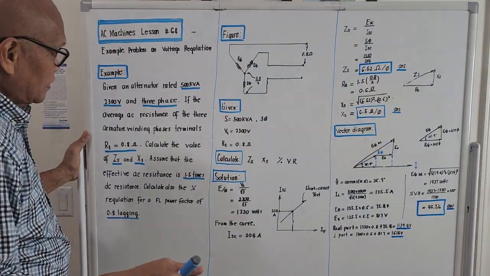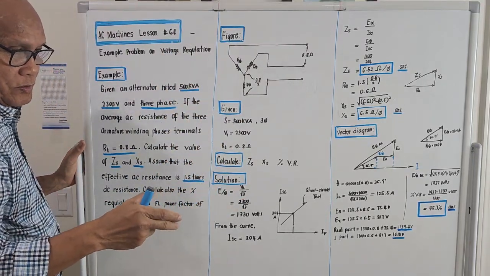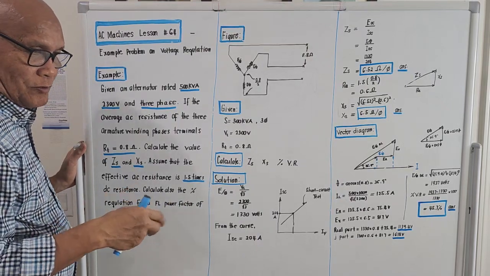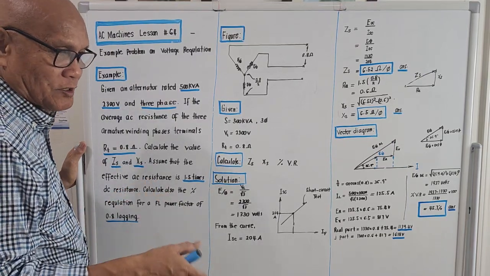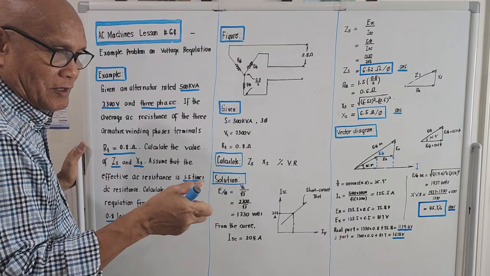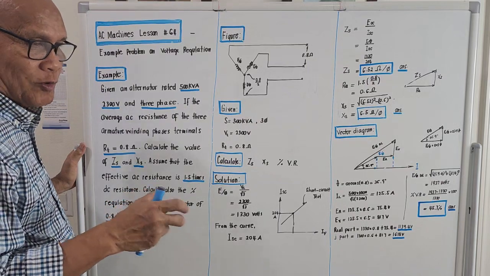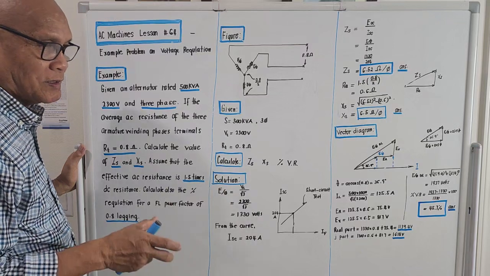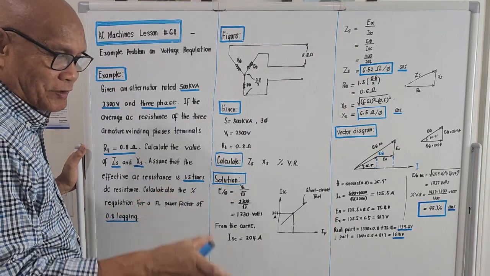The last time around, on lesson number 63, we discussed the concept on how to compute for the armature resistance of alternators and the synchronous impedance for alternators. So if we know the synchronous impedance and the armature resistance, we could compute for the reactance. And if we could compute for the reactance and armature resistance, we could compute for the so-called IR and IX drops for the alternators.